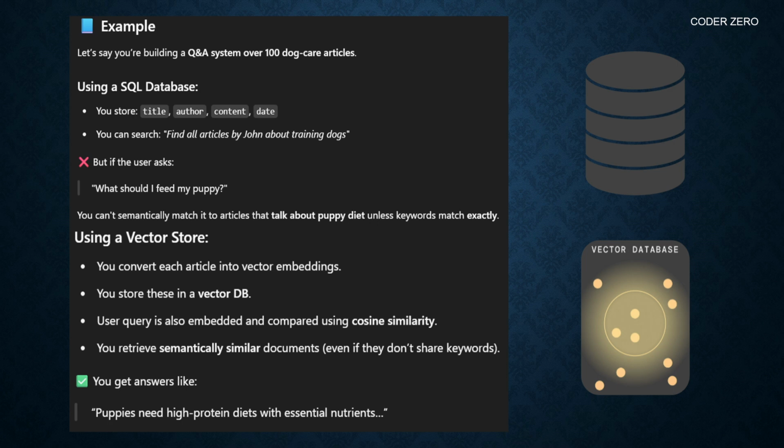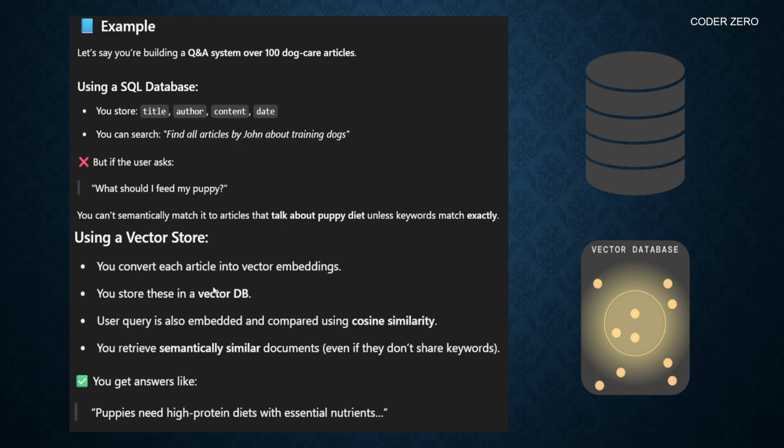But if I ask you this question, what should I feed my puppy? This won't fall in this kind of column. To solve this question, we need to first understand the meaning of the data that we have in our SQL database, and we need to understand the meaning of this question, and then we'll find the data which will be semantically similar. So we cannot perform this semantic search in our SQL database.